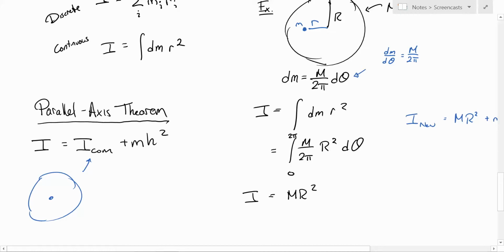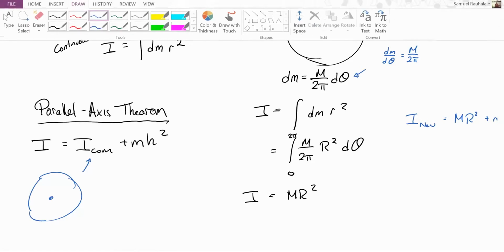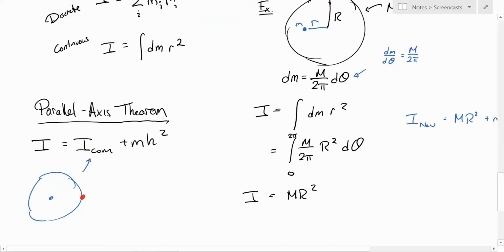What if instead of rotating about that, though, I wanted to rotate like I'm doing kind of a cool hula hooping stunt where I have it spinning around my toe? So it's going to rotate around a point here on the edge of it. So I need to shift the axis by some distance. Let's call it h. That is what this term is. It allows you to shift the axis of rotation to a second axis parallel to the first by adding this term.